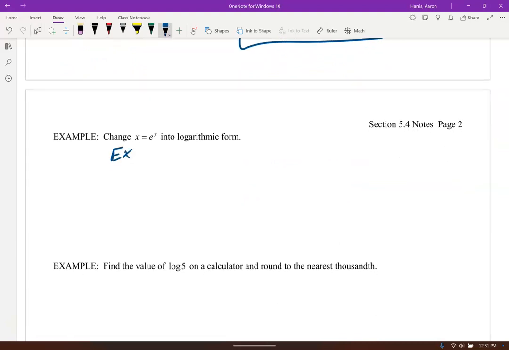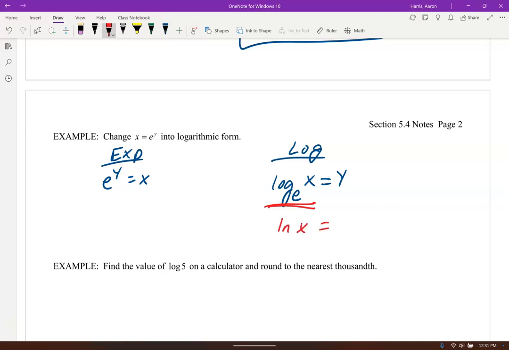One more here. We've got this exponential e to the y equals x. The logarithmic form would be e to y equals x. Log base e of x. And I want to highlight this log base e of x. If you have base e, it's also referred to as the natural log of x. So the natural log of x is the same as log base e of x. This is called the natural log of x, natural logarithm of x.